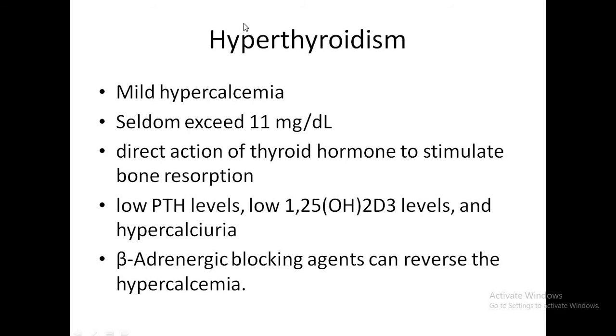And the two important endocrine conditions other than hyperparathyroidism that are associated with hypercalcemia are hyperthyroidism and adrenal failure. Hyperthyroidism is characterized by mild hypercalcemia. It seldom exceeds 11 mg per deciliter. It's due to a direct action of the thyroid hormone to stimulate bone resorption, characterized by low PTH levels, low calcitriol levels, and hypercalciuria. And beta blockers can reverse this hypercalcemia.